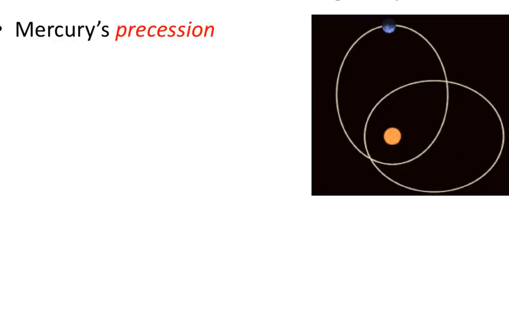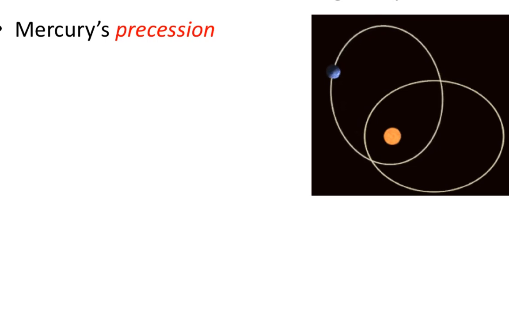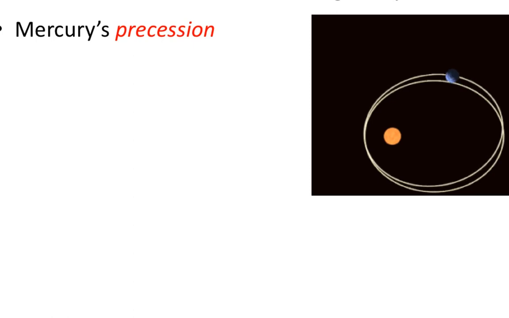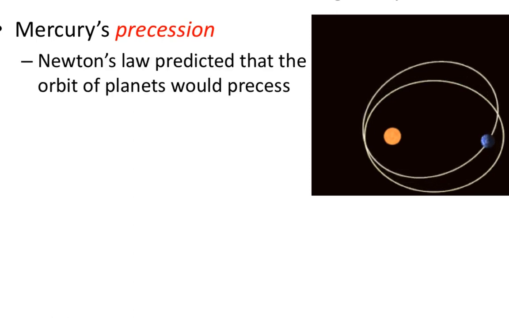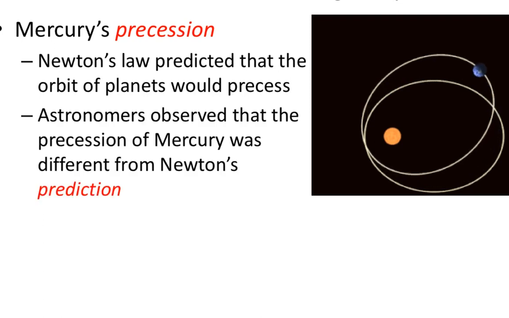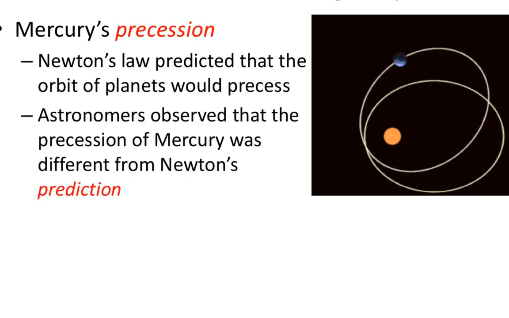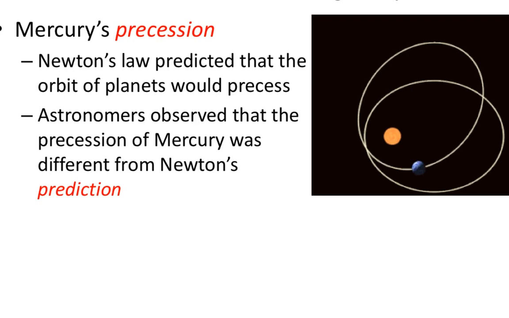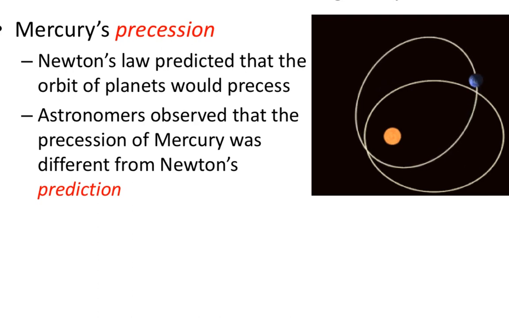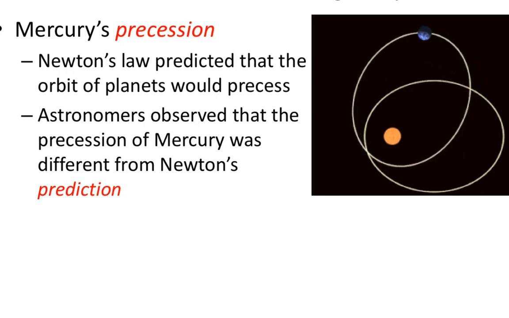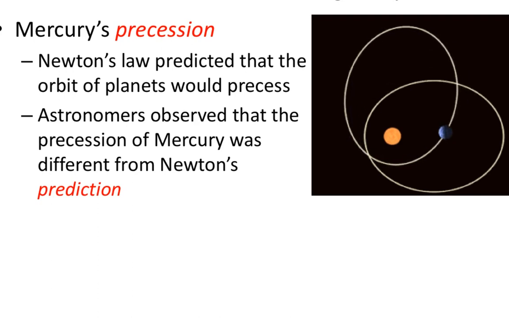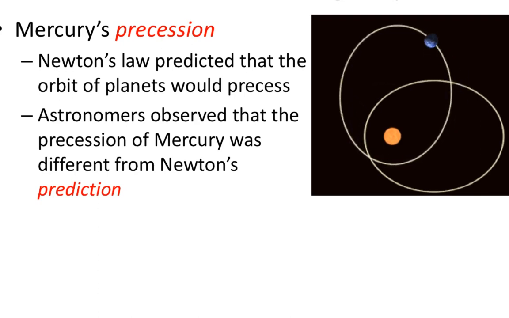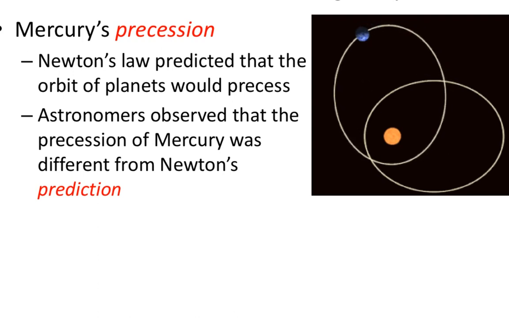The orbit of Mercury is an elliptical path around the sun, and that ellipse seems to rotate as time goes on. Now, Newton's law predicted that that would happen, but the astronomers had observed that the precession of Mercury around the sun is much faster than Newton's prediction. Einstein came along and he corrected this idea with his theory of general relativity.